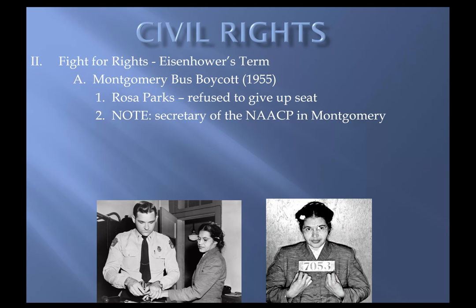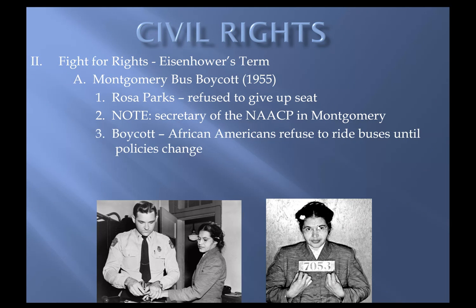So she gets arrested. NAACP rallies around her, and they say, we're going to back you up with a boycott. Okay, remember we talked about that's one of the methods that activists use. So they get the whole entire African American community in Montgomery, which is in Alabama, by the way, to refuse to ride buses until the policies change.